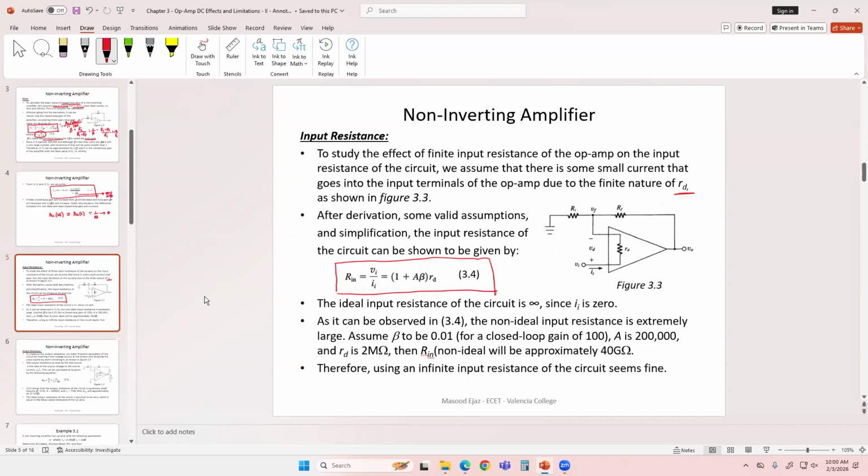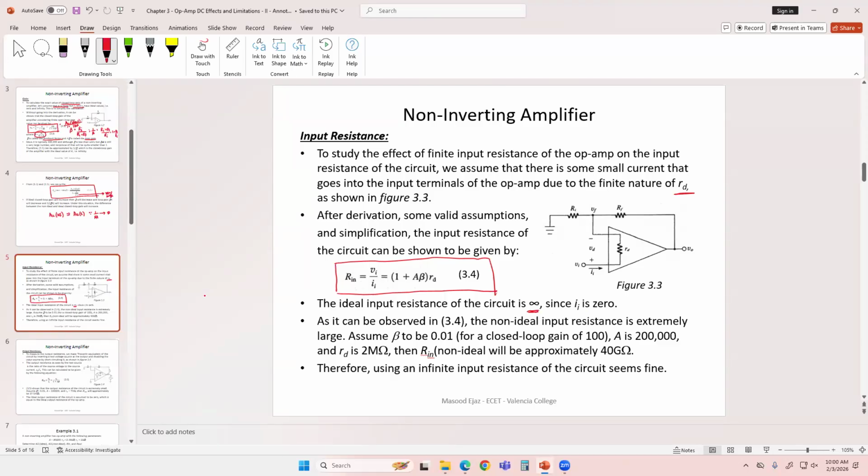That is the expression after derivation: you're going to get 1 plus A times beta times RD for the input resistance of the circuit. Ideal input resistance, as we know, we assume is infinity, because input current is ideally 0. So V input over I input, when I input tends to 0, gives you the input resistance of the circuit.